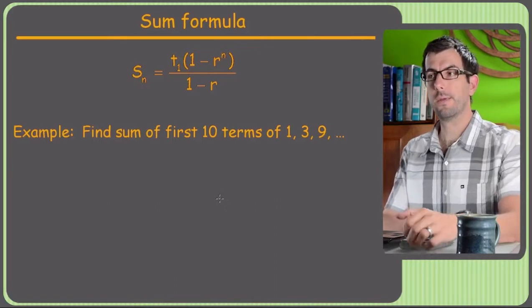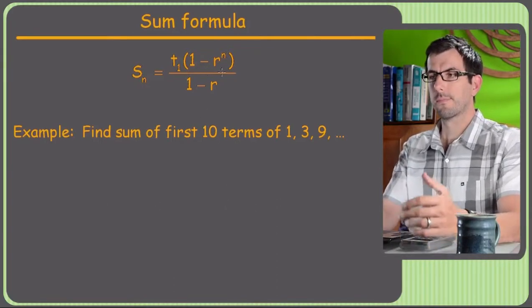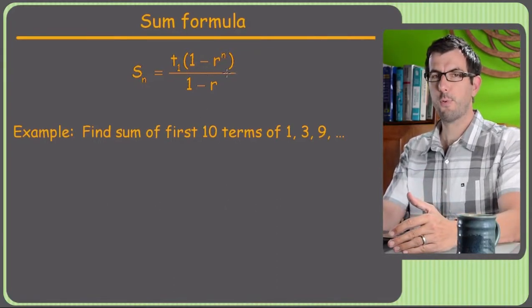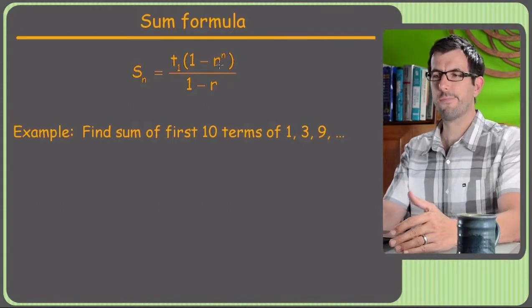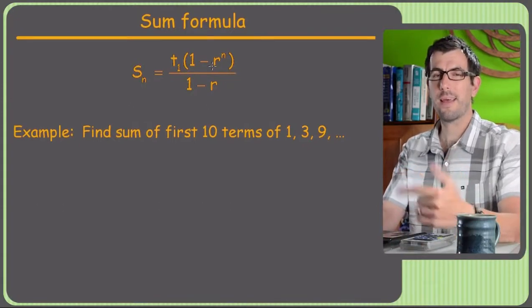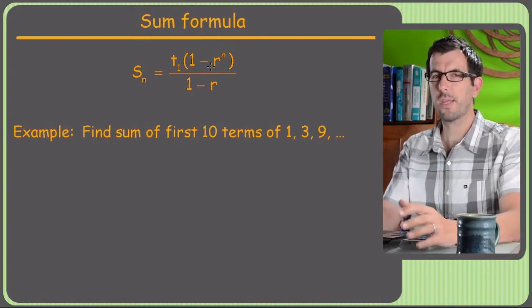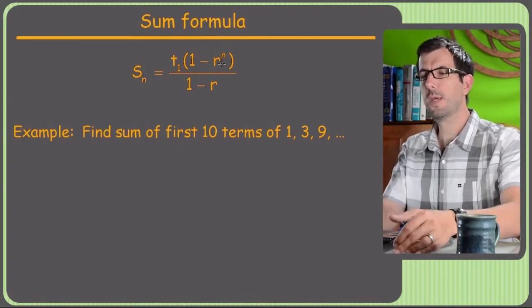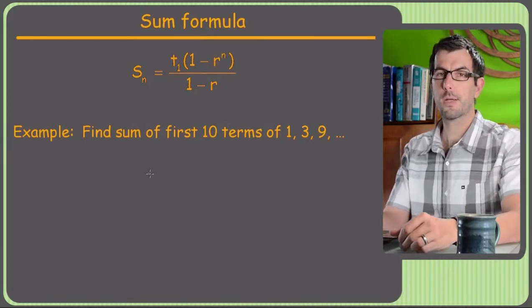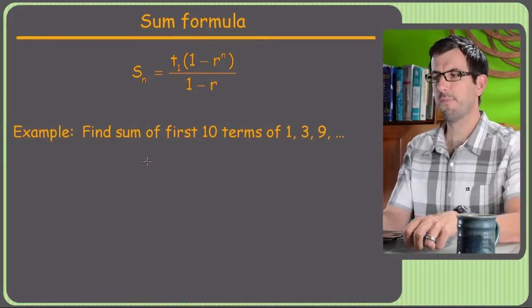All right, sum formula. This is pretty straightforward to use. It looks kind of weird, and I don't see where they got this thing. The sum in an arithmetic sequence kind of makes sense if you look at it, sort of where the formula came from. This one I have no idea, but it works. I've tried it. All right, so find the sum of the first 10 terms.